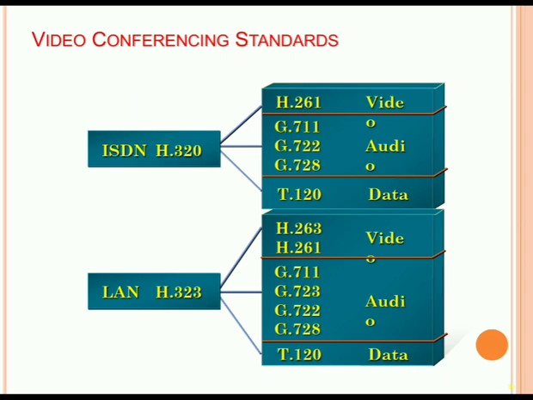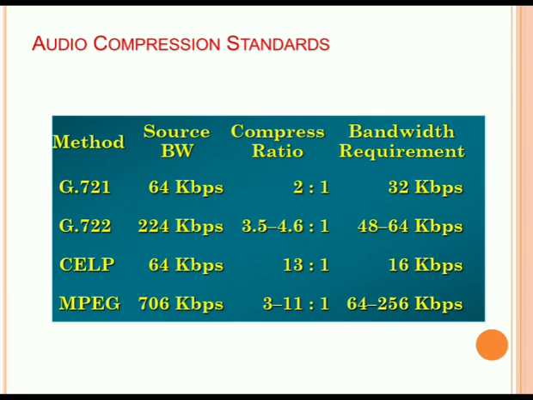These are the video conferencing standards: ISDN H.321 and LAN H.323. All these are standards for video conferencing. And these are some of the audio compression standards.